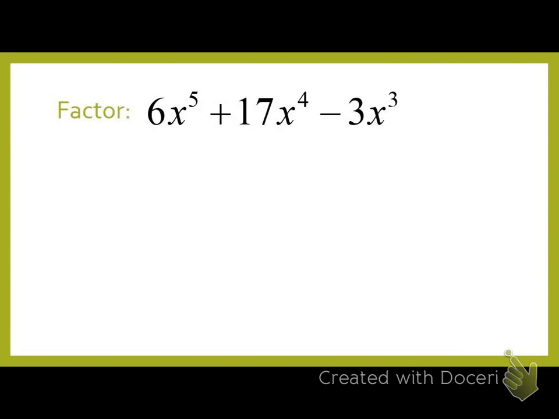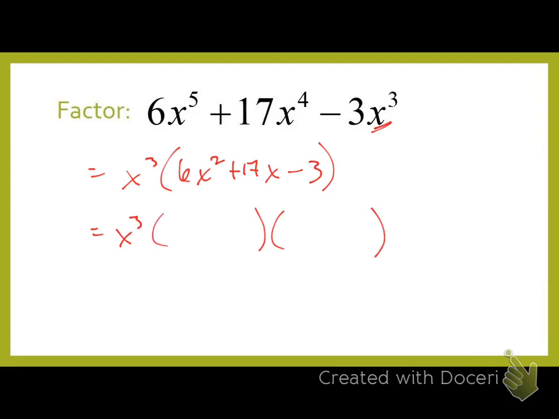This guy. Tough part might be the greatest common factor. 6, 17, and negative 3. We can't divide anything into all three of those. But they do have x to the third in common. They all have at least 3 x's. So I can factor out an x to the third. And when we do, if we divide everything by x to the third, we should get 6x squared plus 17x minus 3. Okay? Now factor that trinomial into 2 binomials.